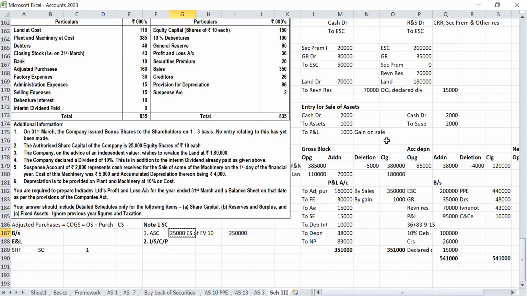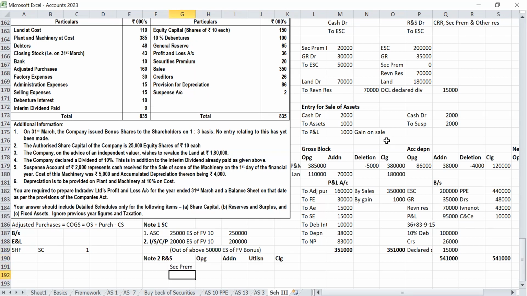20,000 equity shares of face value 10, 2 lakh. Out of above, 50,000 equity shares of face value 10 each issued as bonus. Correct? Yes, sir, correct. Utilization, closing.